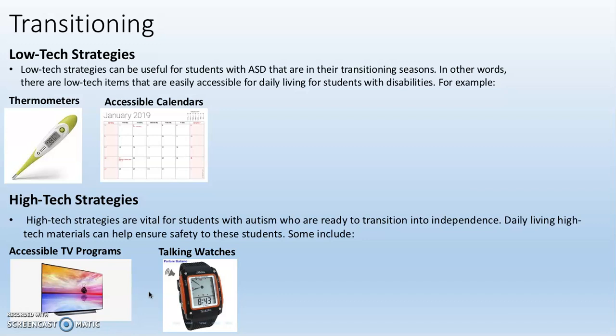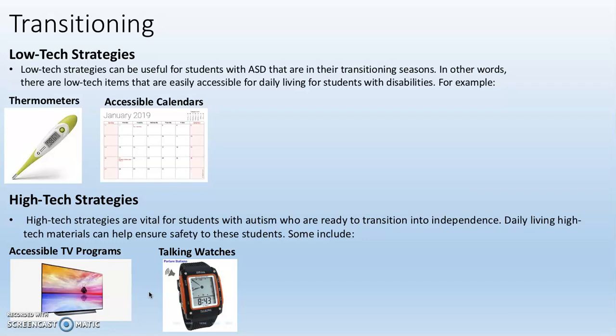We now have our high tech strategies for transitioning. High tech strategies are vital for students with autism who are ready to transition into independence. Daily living high tech materials can help ensure safety to these students. Some include accessible TV programs. So some things that they have to watch, it will help them as well. So there's some videos or shows or things that we like to show our students daily living skills on the TV. It's a program and it teaches them all things to live and how to go about your life and maybe living on your own because we have high school students.